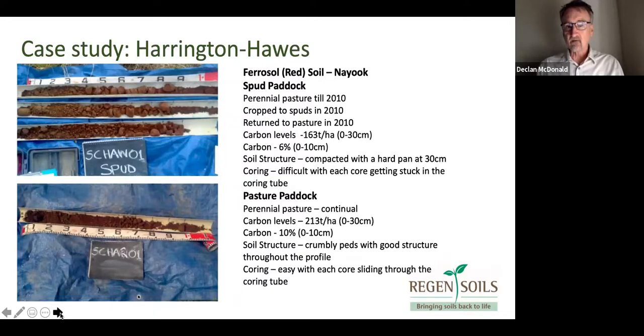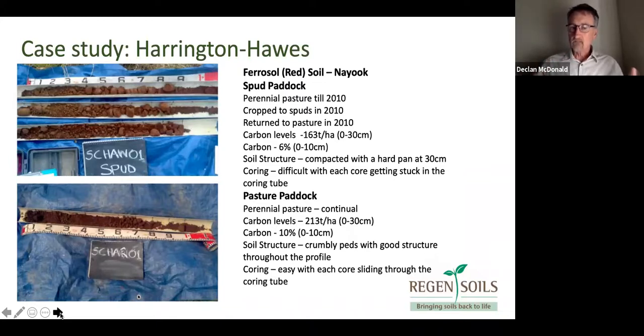The carbon levels were tested about a few years later. I can't remember exactly what the year was. The carbon levels were 163 tons per hectare in the 0 to 30, 6% carbon. The pasture paddock had carbon levels of 213, carbon of 10%. But most importantly, it was the behavior of these soils that was really difficult. When we were coring these soils, they're really sticky and difficult to get out of the core, whereas in the undisturbed pasture paddock, the soil came out really easily.